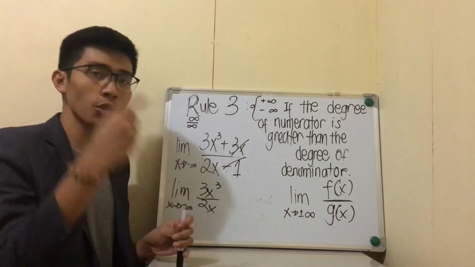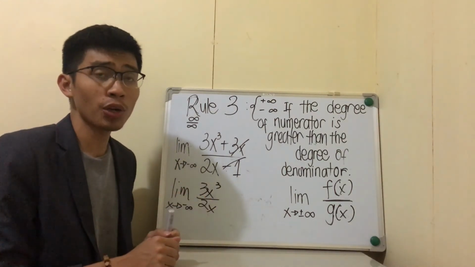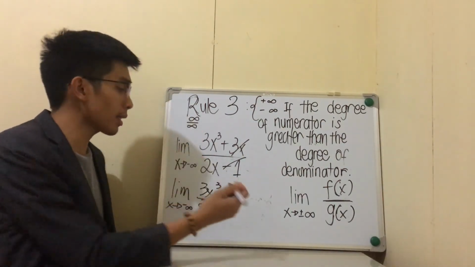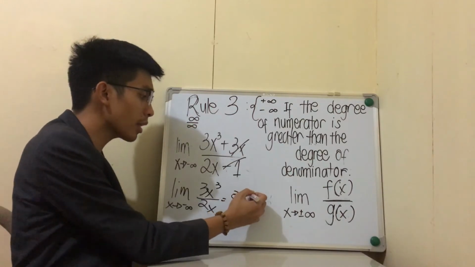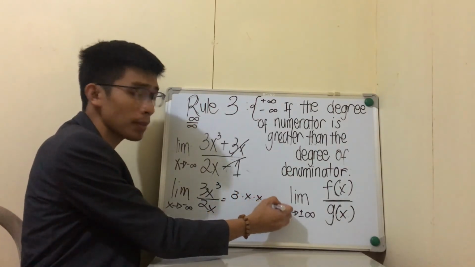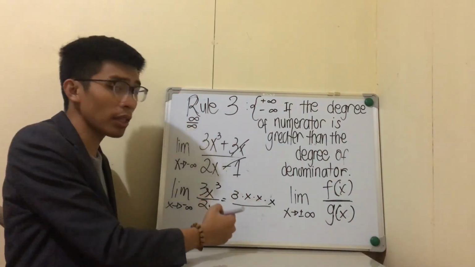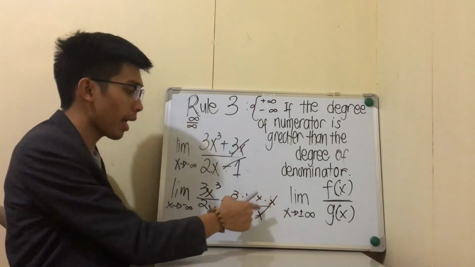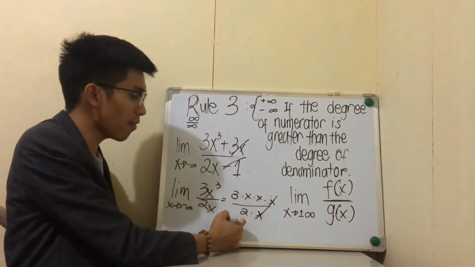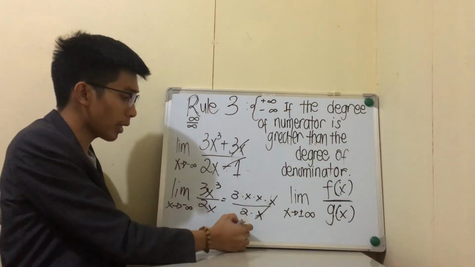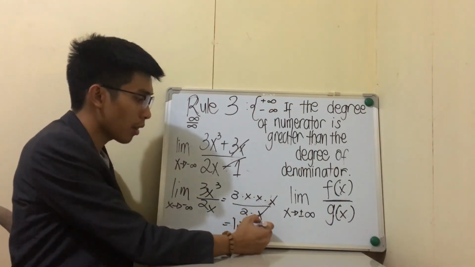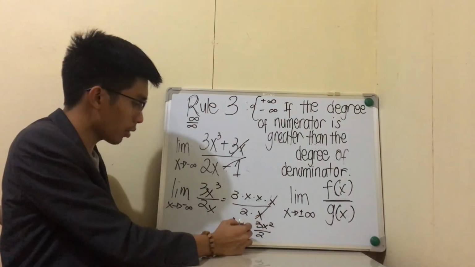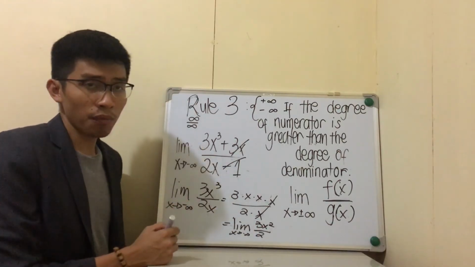What are we going to do? Let's review what we've learned in junior high school. How are we going to simplify this one? Take note that we have 3x cubed. It will become 3 times x times x times x. And for our denominator, that is 2 times x. And obviously, we can cancel x and x. So what is the remaining value for our numerator? That is the limit of 3x squared all over 2 as x approaches negative infinity.